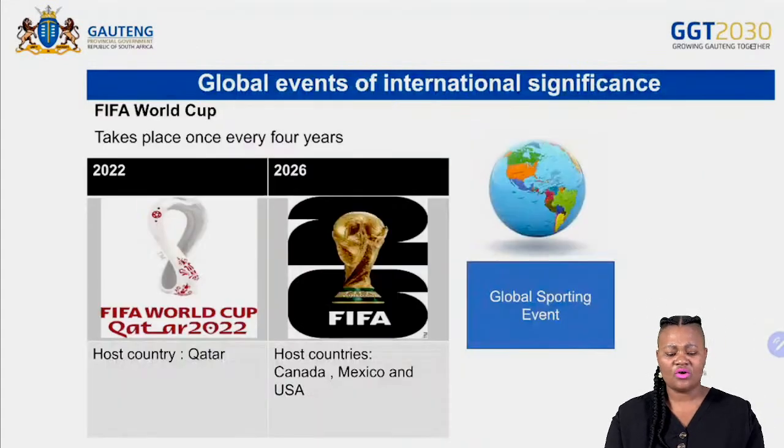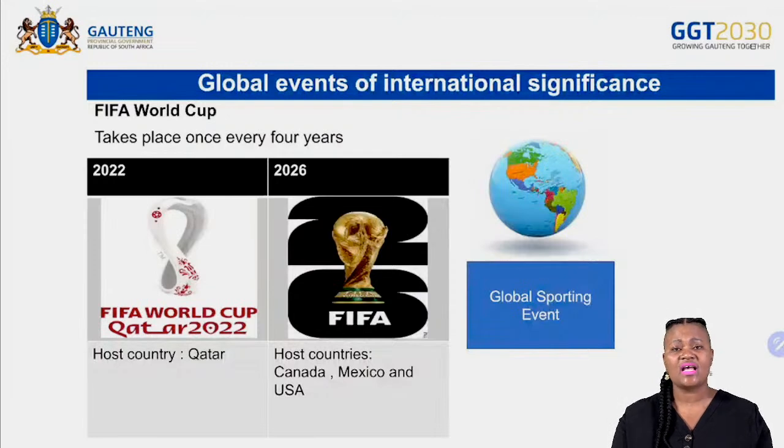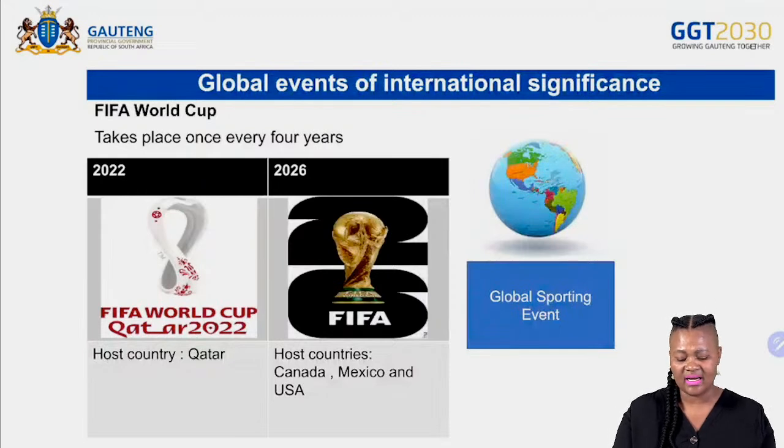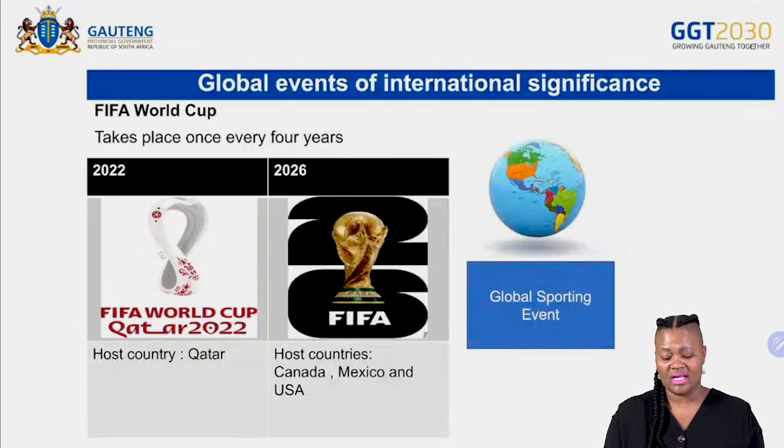And then we've got our global sporting events of international significance. I'm sure you're all familiar with the FIFA World Cup, which takes place once every 4 years. Just as examples, we have the FIFA World Cup Qatar 2022, where the host country was Qatar. And because FIFA World Cups are held once every 4 years, we're also going to have one in 2026. The host countries, for the first time, are going to be Canada, Mexico, and USA, meaning that three countries are hosting one World Cup, which is the FIFA 2026.